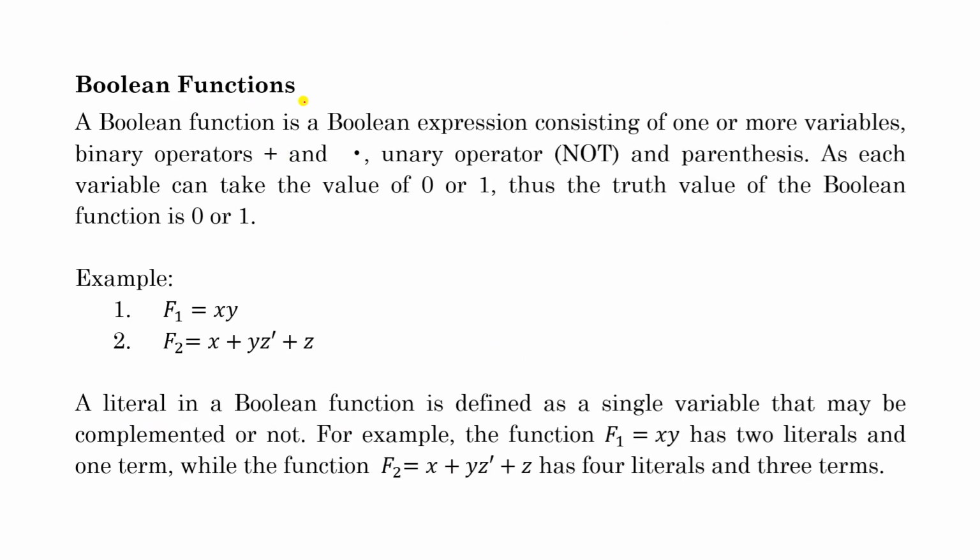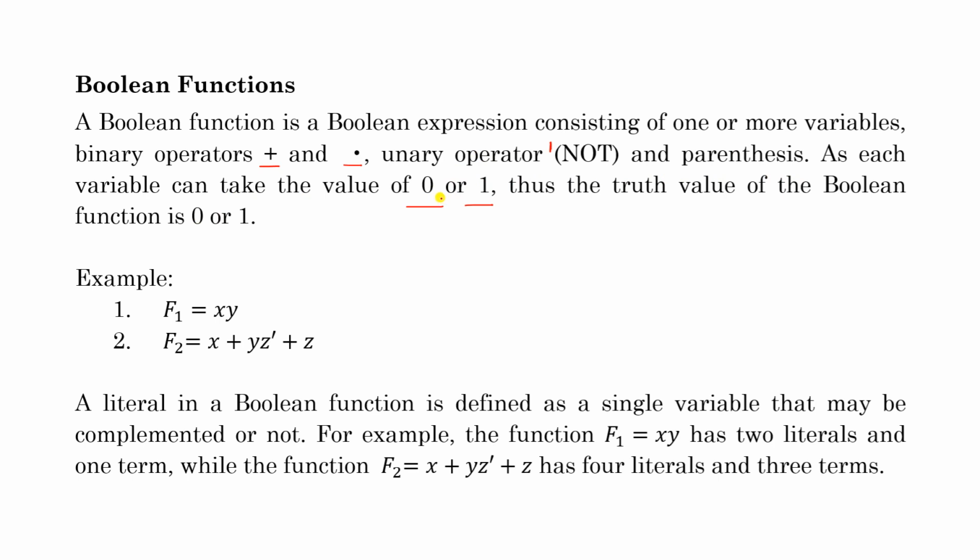Now Boolean functions. A Boolean function is a Boolean expression consisting of one or more variables, binary operators (this plus, this dot), unary operators (not, which you can write as a dash), and parentheses. With the help of these you can combine them to form a Boolean expression with more than one variable. Each variable can take a value 0 or 1, as you are talking about two-valued Boolean algebra.